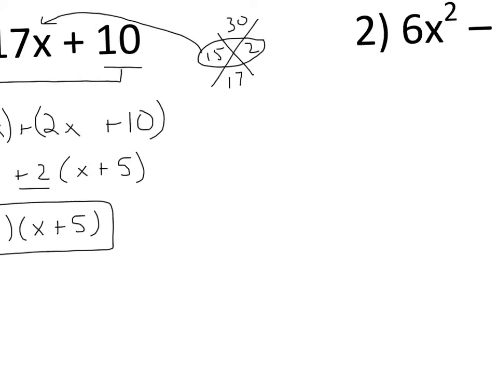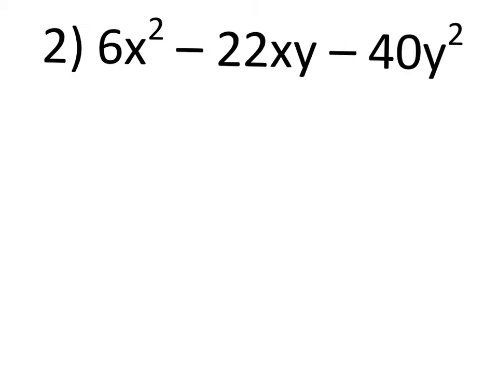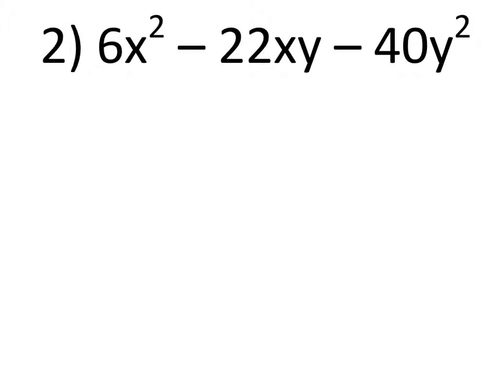Okay? All right, now, I've talked in class quite a bit about how our first step should always be to pull a GCF. If you'll take note here, we've got a 6, a 22, and a 40. These are all even, so I know at least a 2 is coming out. Maybe something higher, but I know 2. So I'm going to go ahead and pull a 2 out and get 3x squared minus 11xy minus 20y squared.